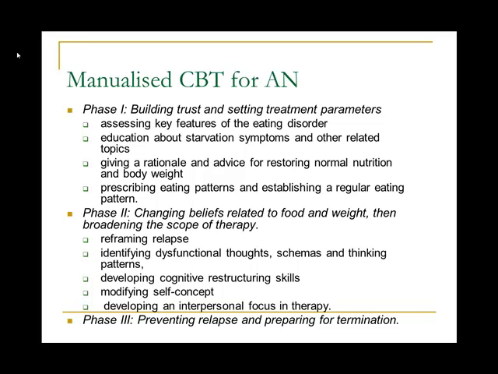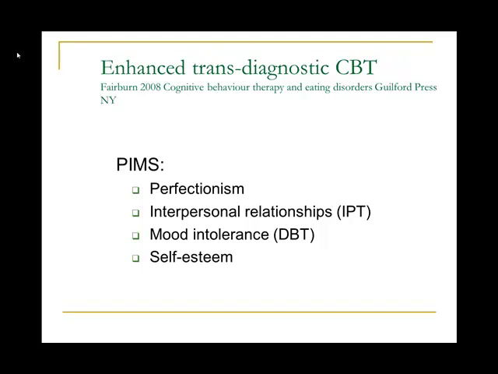Cognitive behaviour therapy, as I said, was first developed for bulimia nervosa, but has been manualised since and developed for anorexia nervosa. Very much like for bulimia nervosa, moving through phases of therapy, starting with psychoeducation, building trust, then moving into changing eating patterns and behaviours, and then cognitive therapy, changing beliefs related to food and weight, and finally preventing relapse and preparing for termination.